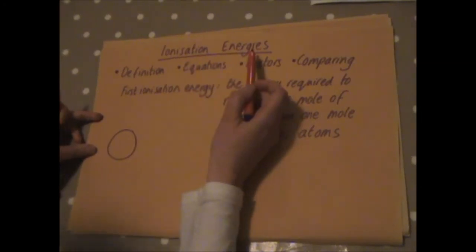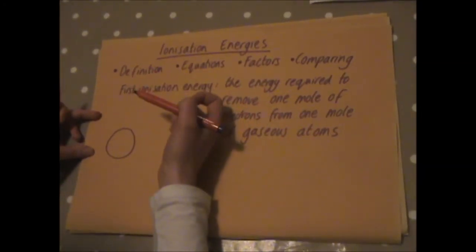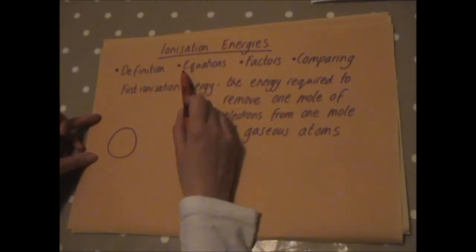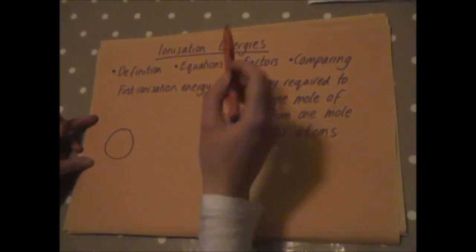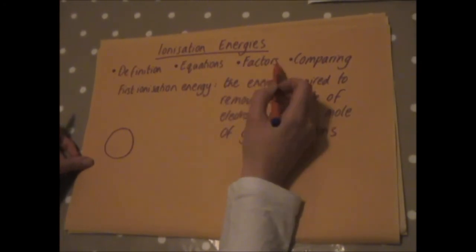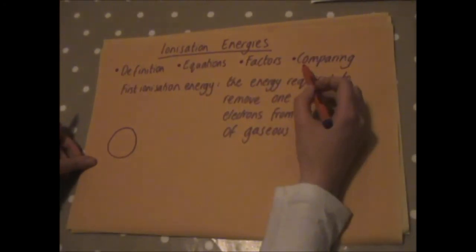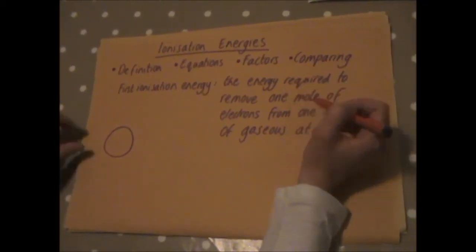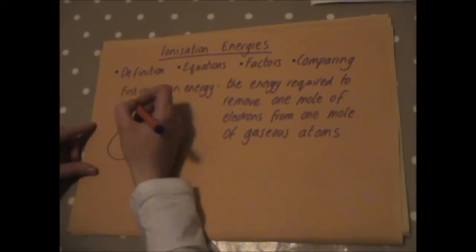Okay, so the topic for today is ionisation energies, and we need to be able to give a definition of ionisation energy. We need to be able to give equations. We need to be able to describe the factors that affect ionisation energy, and then we need to be able to compare ionisation energies of different electrons in an atom.